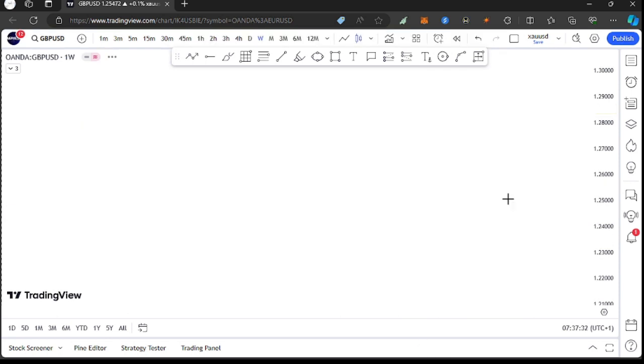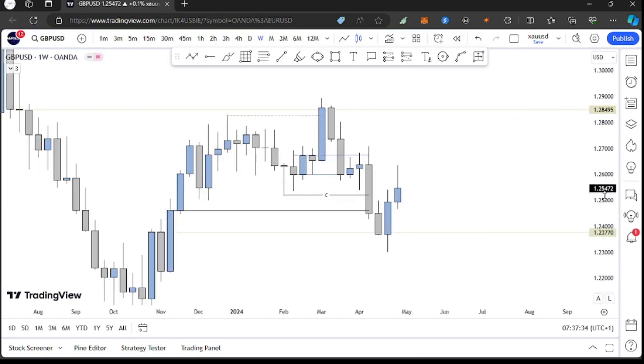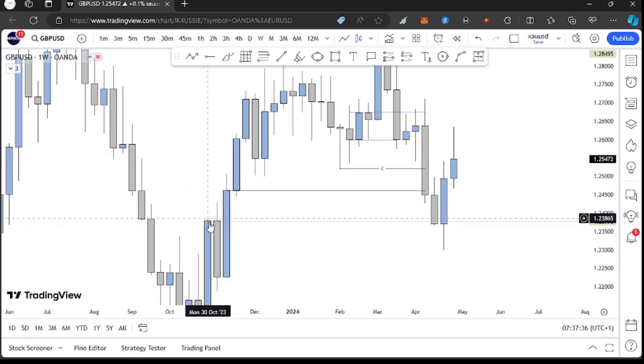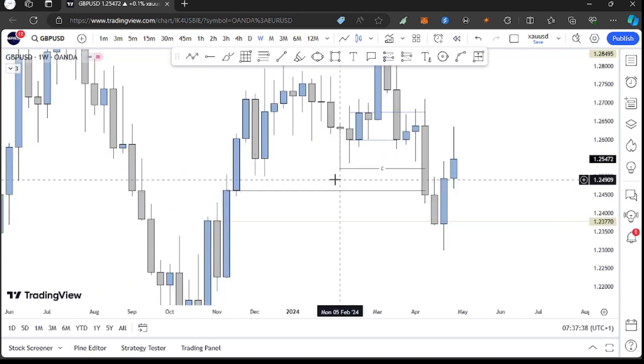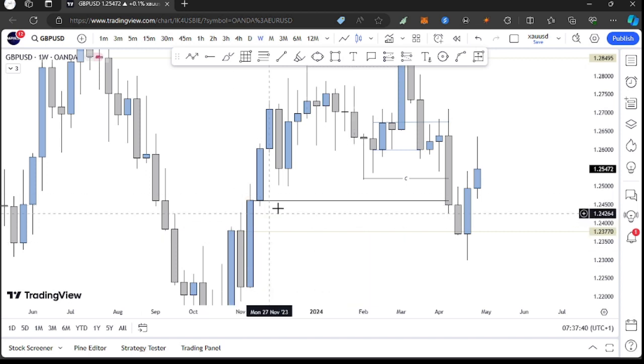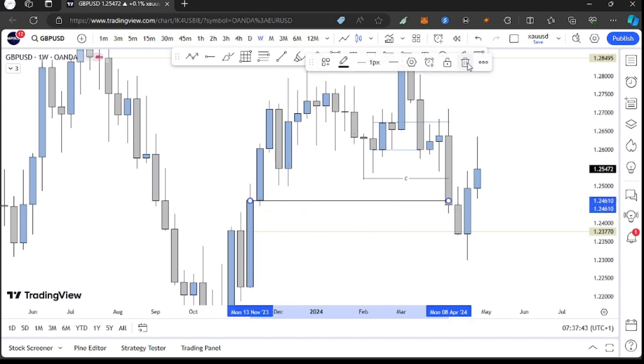I think I'm having an internet glitch. Okay, it was refined to the daily. I'll show you where. But then look at where it rejected off, the weekly.